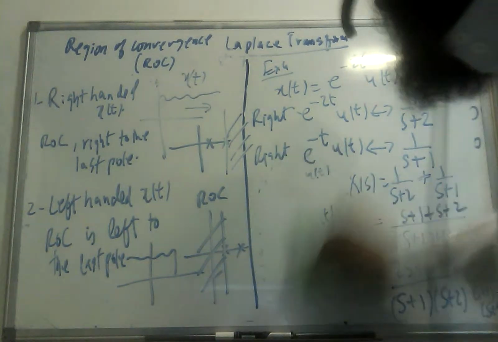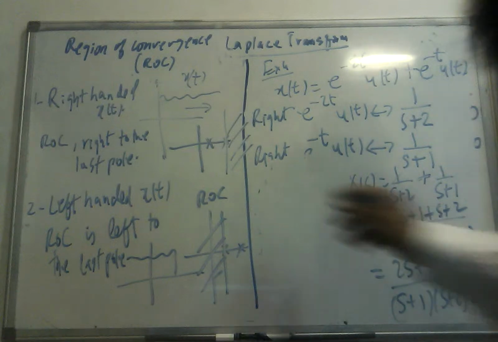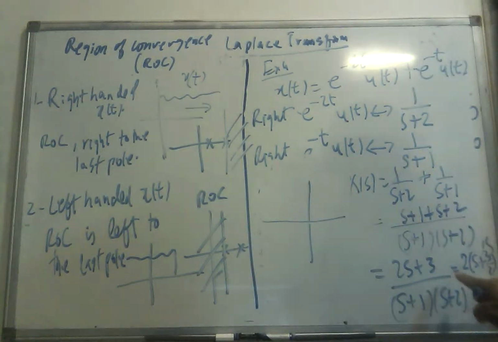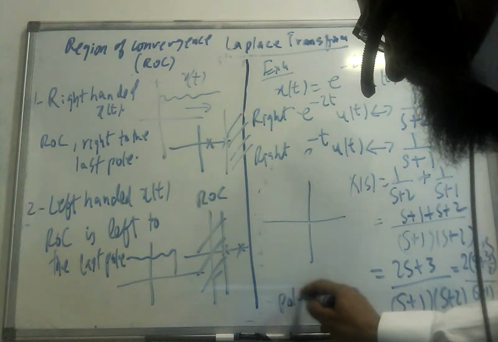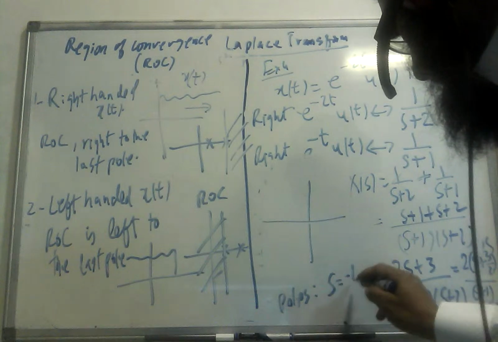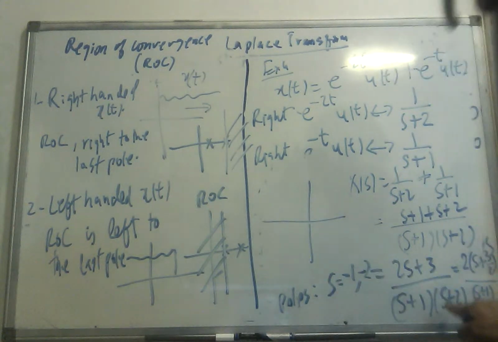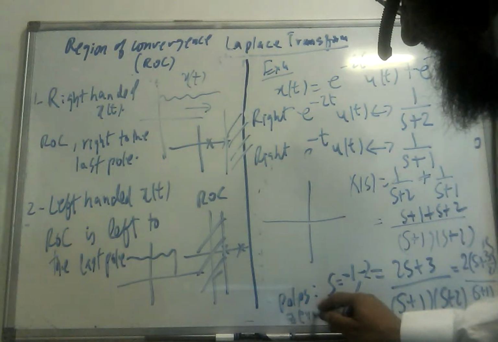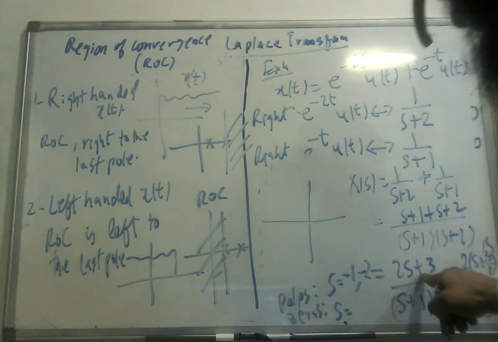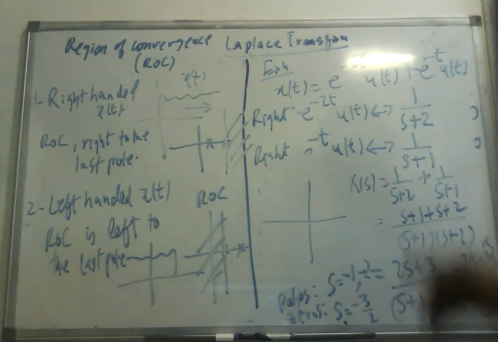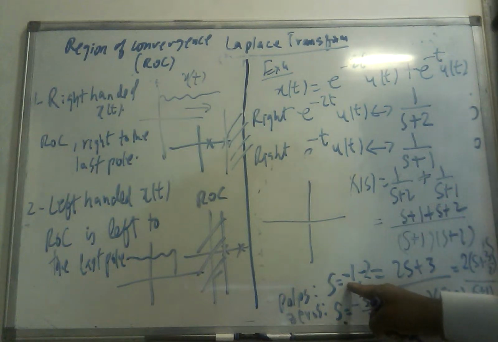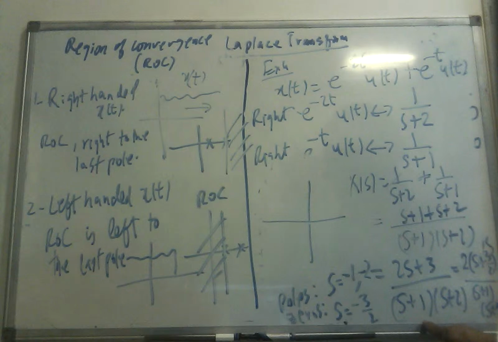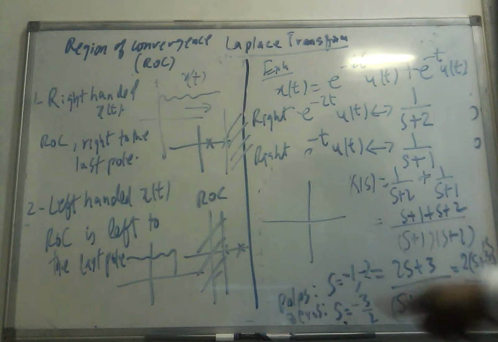So I can draw all the roots. I can draw the poles and zeros. So we know that for a function of this kind, I have poles at s equal to minus 1 and minus 2, and zeros at s equal to minus 3 by 2. Poles are the roots for which the function will become infinity. If I put s equal to minus 1, the function will become infinity. If I put s equal to minus 2, the function will become infinity. So these are also called poles.